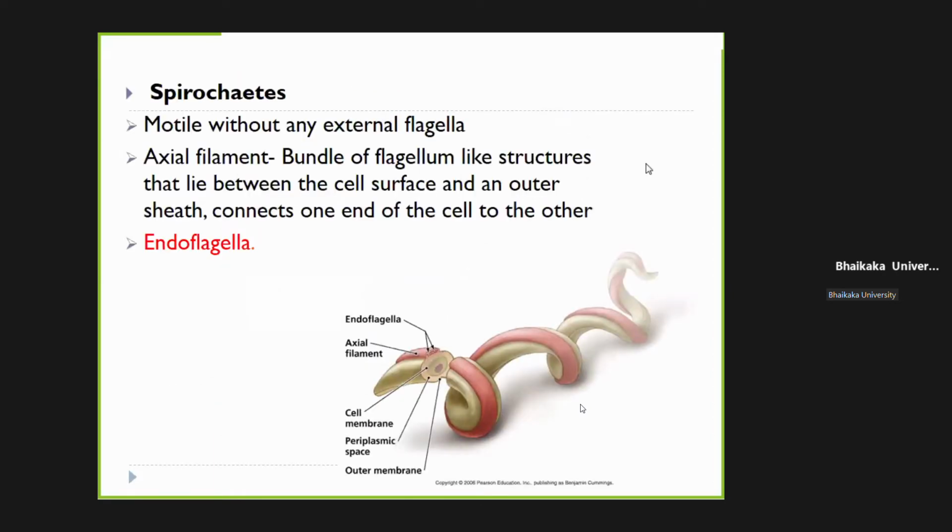Now, there is one exception that is seen in the spirochetes. They are motile without any external flagella, but they have one special structure that is known as the axial filament. This axial filament is just a bundle of flagellum-like structures that lie between the cell surface and outer sheath, and that connects one end of the cell to the other end. And one structure is the endoflagella.